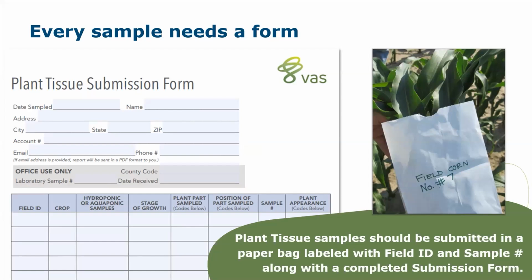Every sample needs a sample form. What you fill out on the bag is not the form. The lab needs the actual sample form sheet for data entry. I label every bag and make sure that they match the samples on the submission form. On the bag, all you need is the field name and the number. And then on the sample submission form is where you put in your variety and include all the details of growth stage, information like that.